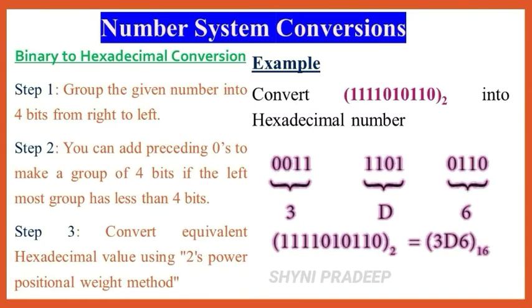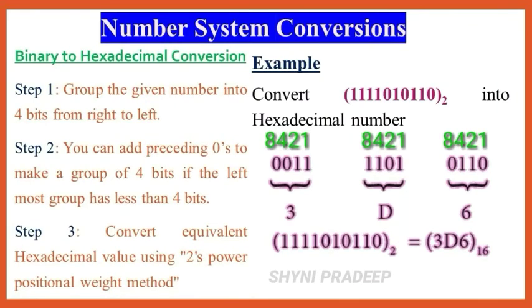Convert this binary number into a hexadecimal number. Here you have to group the given number into 4 bits from right to left. So write 0 1 1 0. This is one group, and 1 0 1 1. This is the another group. And next 1 1, only 2 bits. Here you have to make this 4 bits. Okay. So add 2 zeros, 0 0. So here powers means 1 2 4 8.